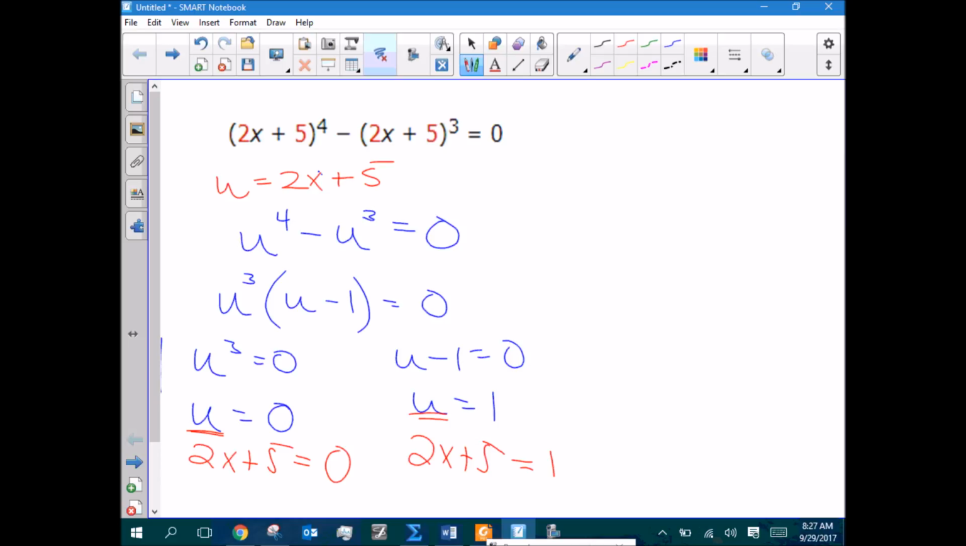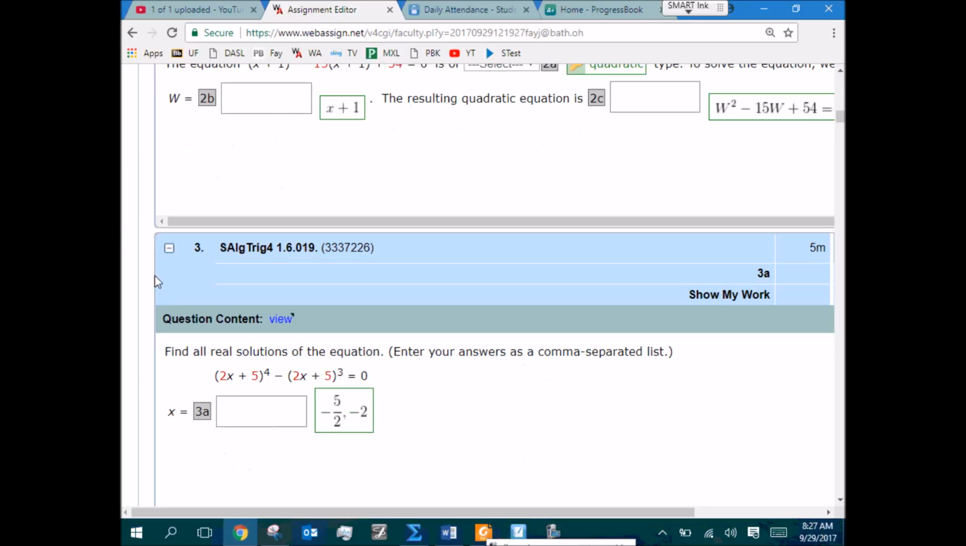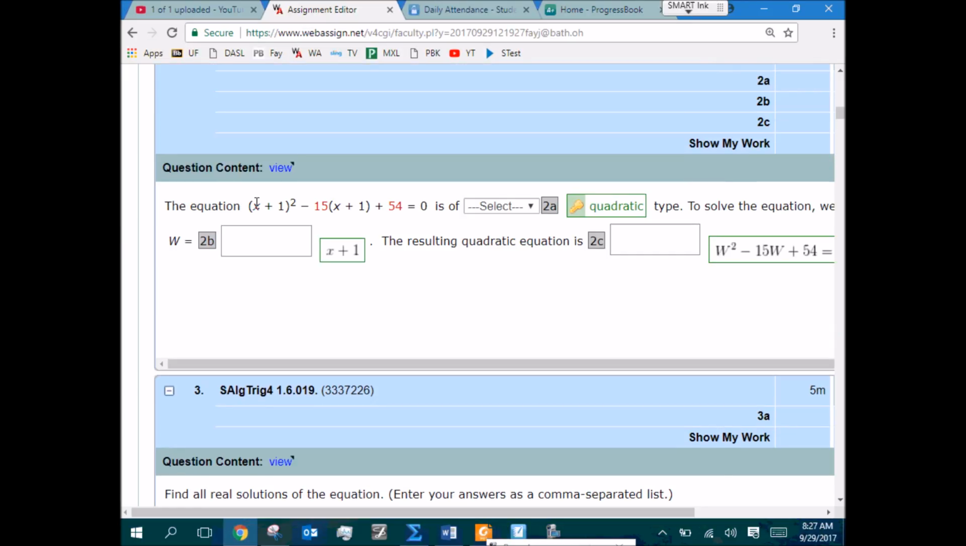Same thing on the question that I was going to do above that, this question here. Okay, it's the same idea. It's really hard to use our procedure of two numbers that multiply together to give me 54, add to give me negative 15, and to keep in that x plus 1 there. I visually have issues with that problem.